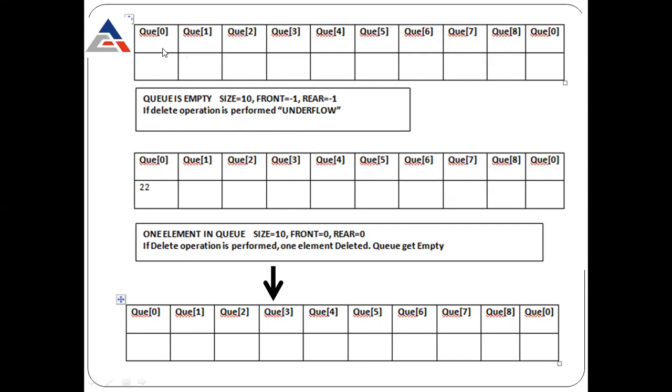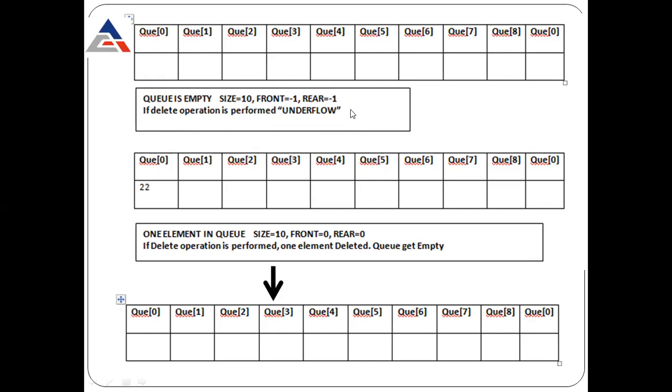So my array starts from location 0, so I cannot write 0 over here. If I write 0 over here, this becomes the first location. That's why I write front -1, rear -1. This means if the delete operation is performed, it is underflow. I cannot delete an element from my queue because my queue is empty.